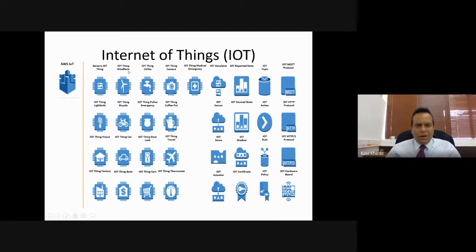IoT Thing Wind Farm. I see IoT Thing Camera. If you're doing some camera operation, you will use this one. IoT Thing Car. Okay, travel on this side. Car, thermostat. So all these are components you can drag and drop and develop your application. On this side you see protocol IoT MQTT. We are going to discuss this in a future chapter. HTTP is used on this side. IoT servo, the motor, IoT sensor, IoT actuator. All these are provided as components in the AWS system.